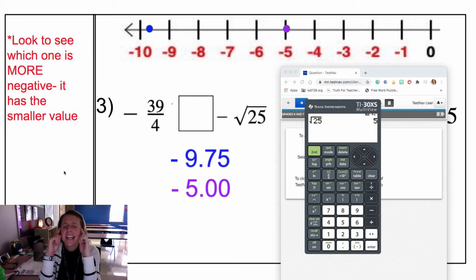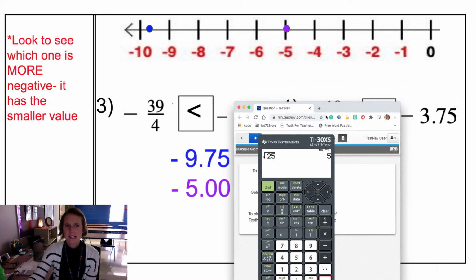You're so used to seeing a 9 and a 5 and going, 9 is bigger. But this is a negative 9 and 75/100, and this is a negative 5. So really here, negative 9 and 75/100 is more negative. It has a smaller value. So negative 39/4 is less than negative square root of 25. Let's look at the next example.